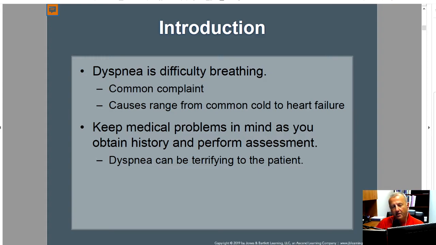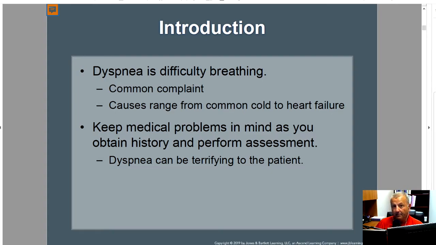So welcome. A lot to go over. There is a lot to talk about in this chapter. So let's just get started into the chapter. I think by now that we have an idea that dyspnea is difficulty in breathing. We should know that by now. That's one term we should know.